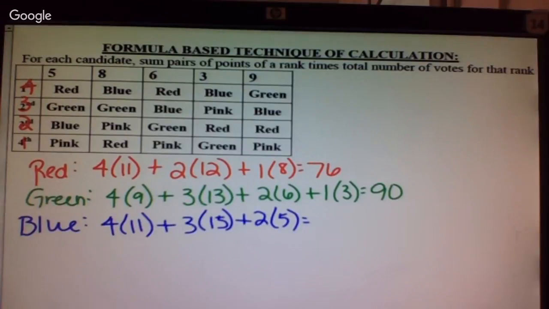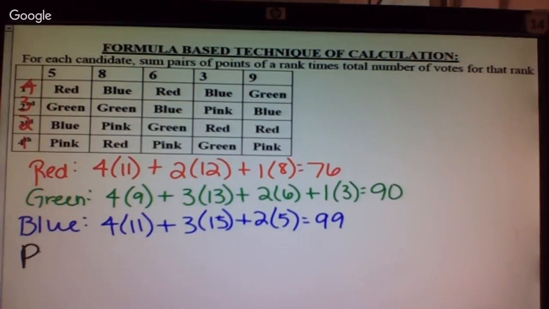I got 99. Double check it. Make sure you double check your math. That's the biggest problem with Borda count, is you're plugging in so many numbers. Make sure you're watching what you're plugging in, okay?